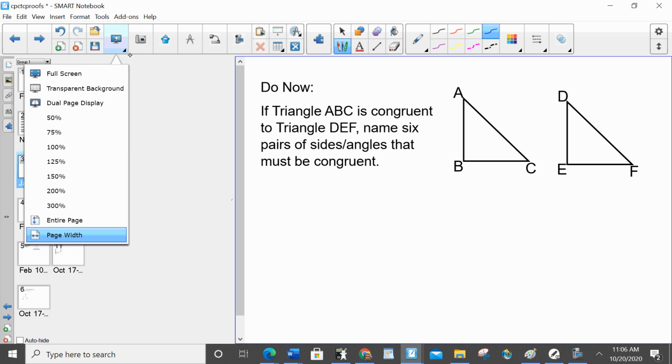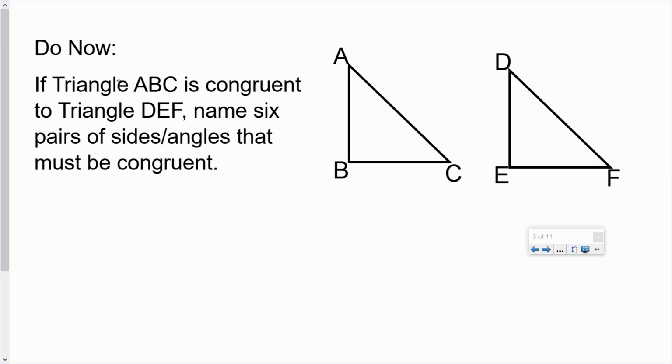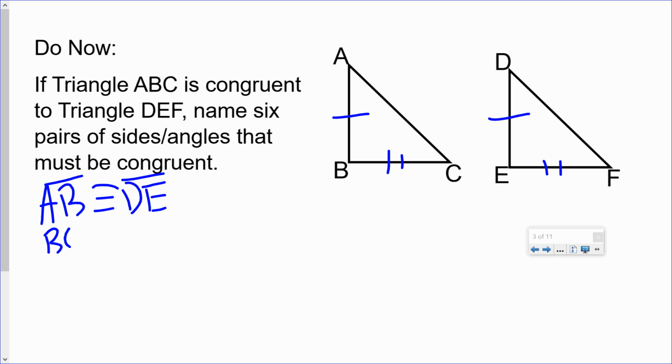So I'm telling you that these triangles are congruent. If I'm telling you that these triangles are congruent, that means that the triangles are exactly the same. So wouldn't it make sense that these triangles are exactly the same, that AB would be congruent to DE? That BC would be congruent to EF? That AC would be congruent to DF?